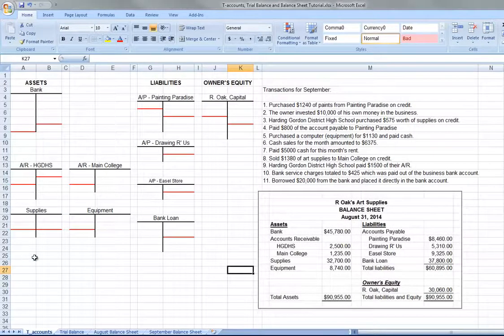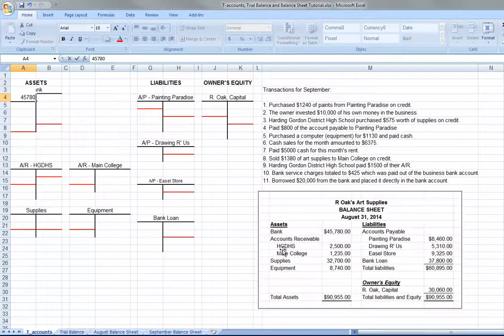Now, assets are normally debit balance accounts, so all these will have balances that start on the left. The liabilities and owner equity are normally credit balance accounts, so their opening balance would normally be on the right side, the credit side. So bank starts at 45,780, so we will put 45,780 here.